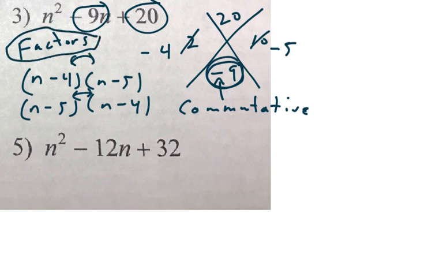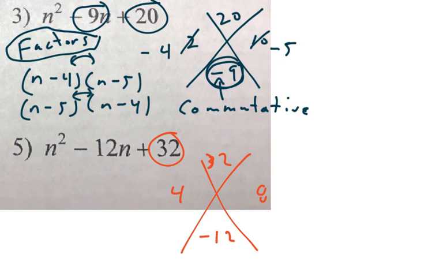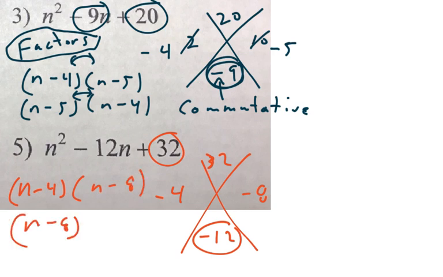All right, let's try one more basic one. So when I do my x here, I want a 32 on the top. I want a minus 12 in the bottom. 4 times 8 is 32. And I can get a minus 12 if I make them both negative, right? So n minus 4, n minus 8, or I could say n minus 8, n minus 4.